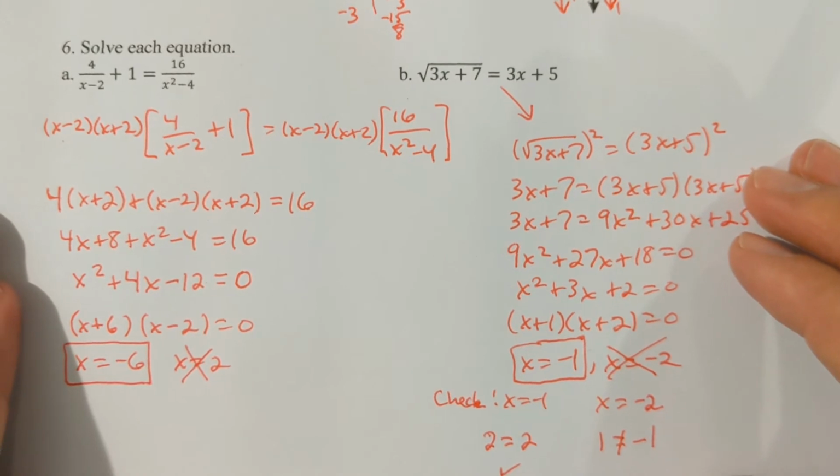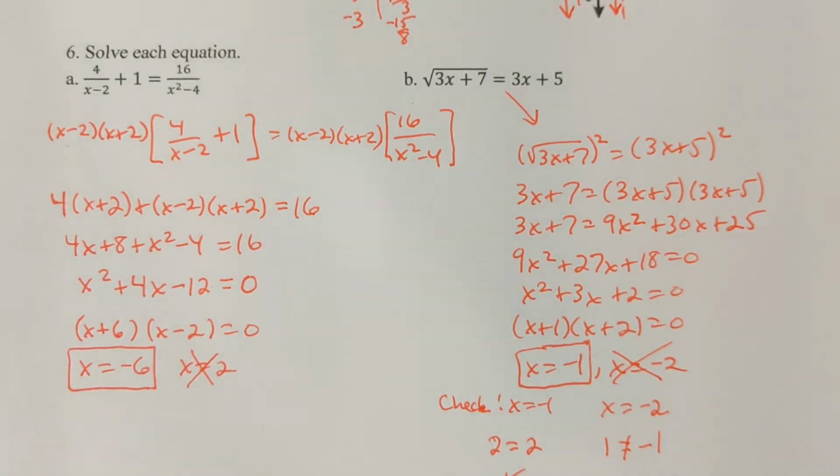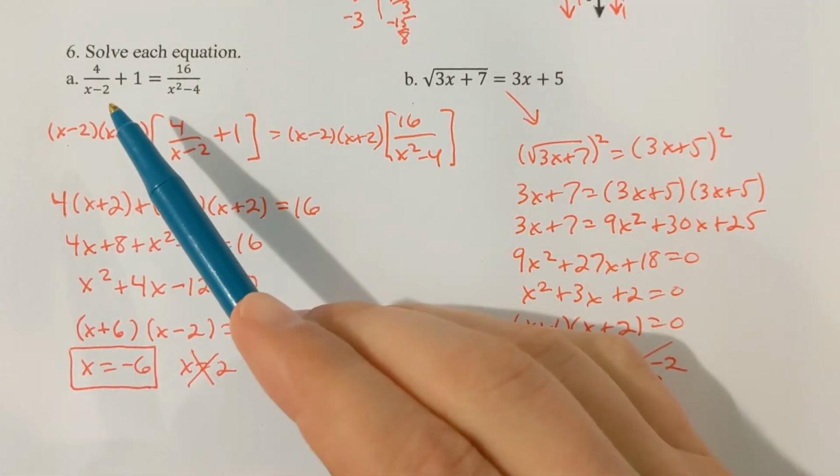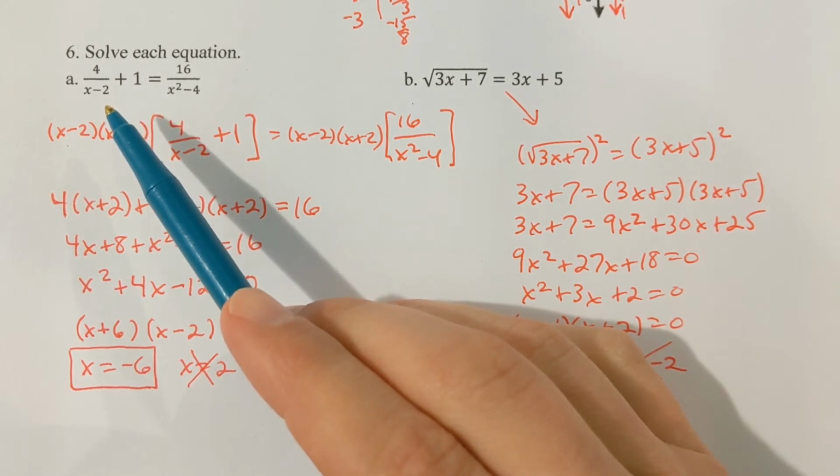Okay. Problem 6 is just two of the equations that we had looked at in sections 4.7 and 4.8. We talked about rational equations and then radical equations. I've got an example of each one here. So here's an example of a rational equation. I want to solve for x.